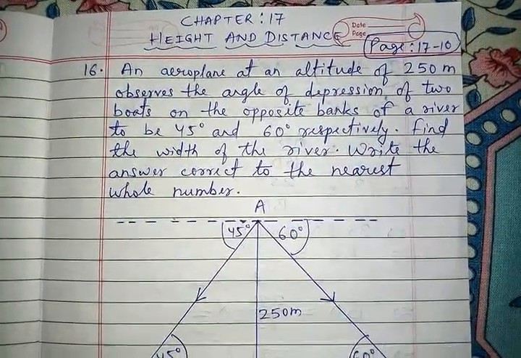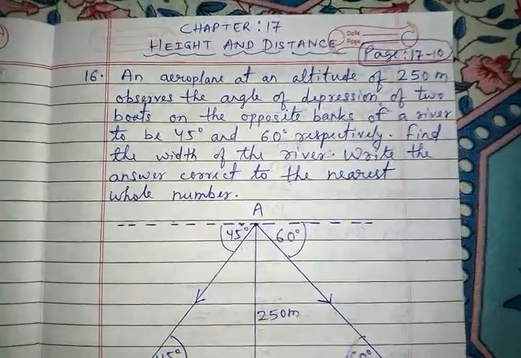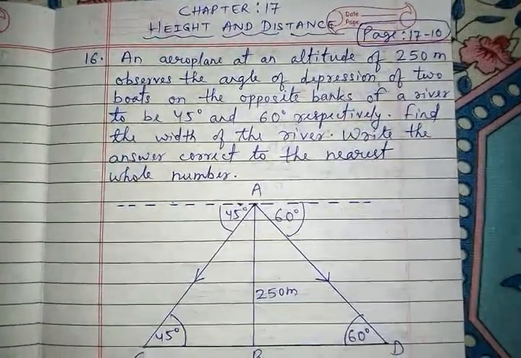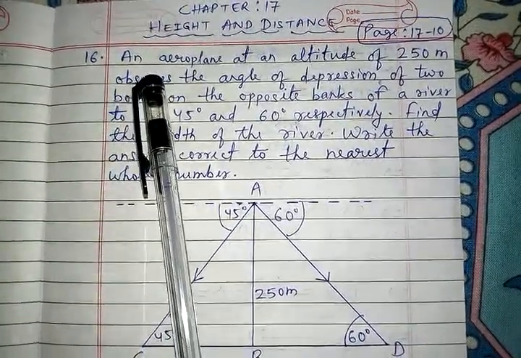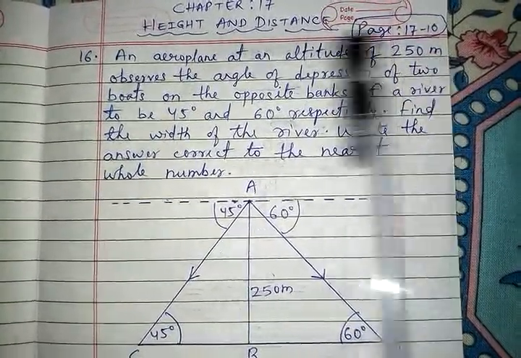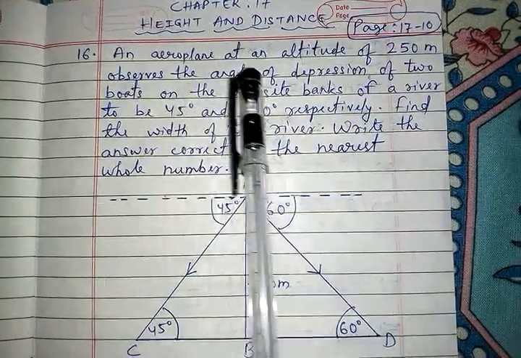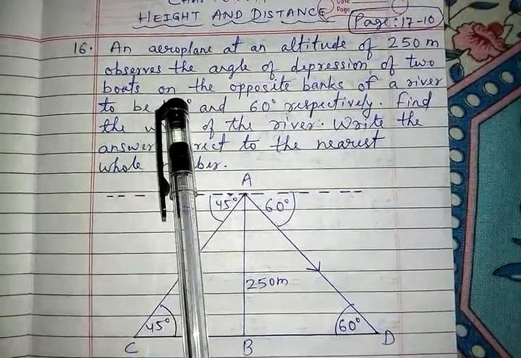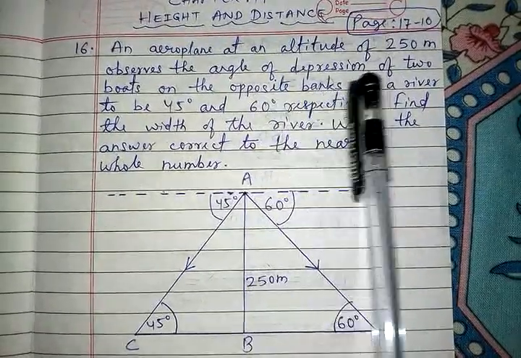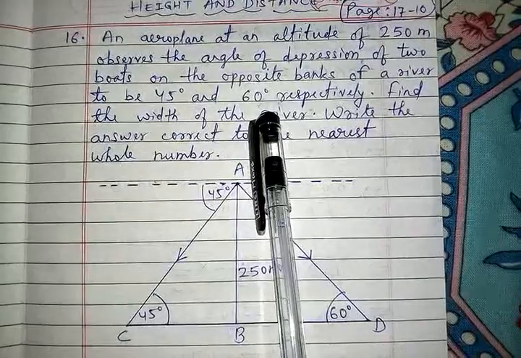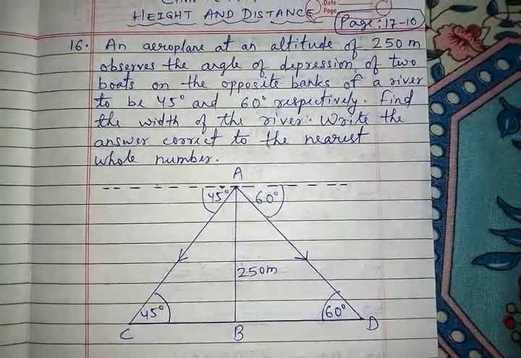Class 10 children, let us begin a new question from the chapter Height and Distance. And the question is, an aeroplane at an altitude of 250 meter observes the angle of depression of two boats on the opposite bank of a river to be 45 degree and 60 degree respectively.